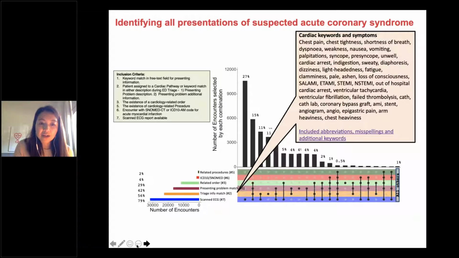Some of these were related to having a related cardiac procedure. This inclusion criteria is related to having a relevant ICD-10 code or a SNOMED code. Related orders is related to cardiac-related orders, so things like troponins or stress tests. Then we also had a very broad criteria which we searched in the triage assessment for a whole host of cardiac keywords and symptoms, and you can see those listed here. We also included all the abbreviations and misspellings and additional keywords. And then also we looked at the presence of whether that presentation had a scanned ECG.